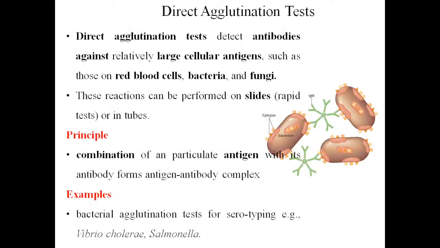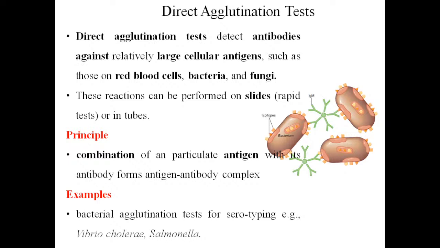The first one that we discuss is direct agglutination test. This test detects antibodies against relatively large cellular antigens such as those on red blood cells, bacteria, and fungi. So direct agglutination test is used to detect antibodies against bacteria, antibodies against red blood cells, or fungi. These reactions may be performed on slides, it's a rapid test, or in tubes.